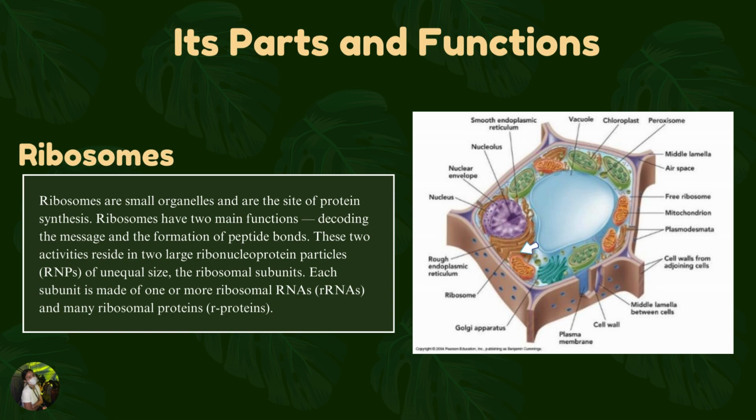Ribosomes have two main functions: decoding the message and the formation of peptide bonds. These two activities reside in two large ribonucleoprotein particles of unequal size, the ribosomal subunits. Each subunit is made of one or more ribosomal RNAs and many ribosomal proteins, or R proteins.